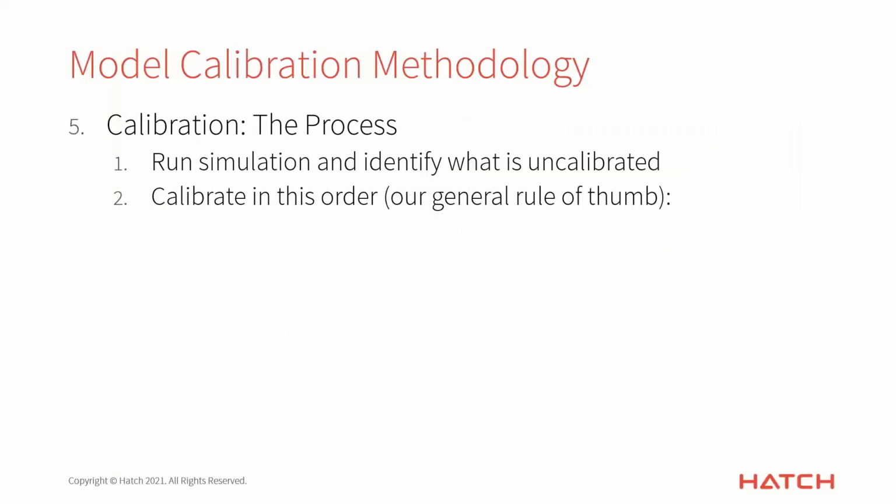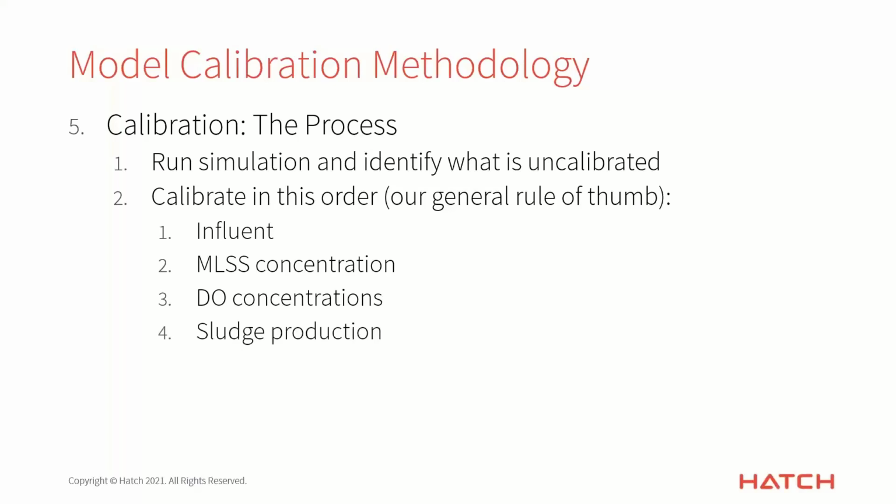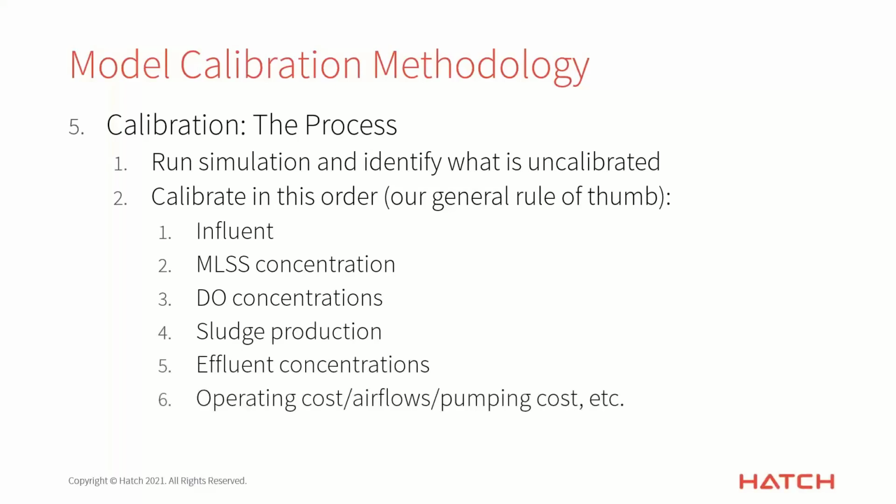All right, so now that we actually know the common things to calibrate, we're going to talk a bit about how we actually do it. So obviously the very first step is just to run the simulation initially and identify what exactly is uncalibrated. And then you calibrate. We recommend this order I'm about to show. It's just a general rule of thumb. Obviously, calibration is iterative, so this order may change. But generally, we say start with the influent, then calibrate the MLSS concentration, then the DO concentrations, then the sludge production, then the effluent concentrations, and then finally the operating costs, airflows, and pumping costs.